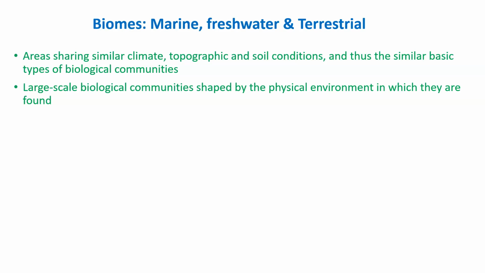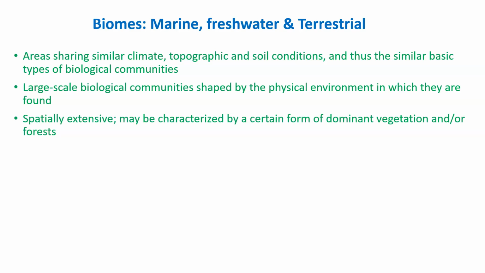So biomes can also be defined as large-scale biological communities that are influenced by the particular physical environment in which those biological communities are found. A biome consists of a large volume of biological communities that interact with a particular physical environment. Biomes are physically extensive. They are large, spatially widespread, and may be characterized by a certain type of vegetation, a grassland type or a forest type.